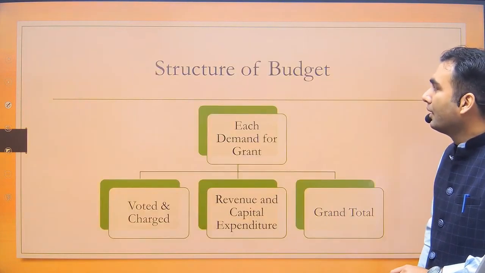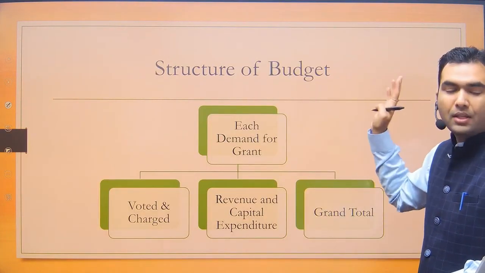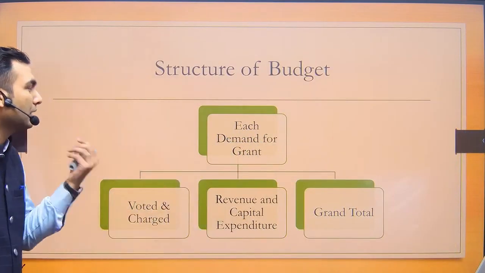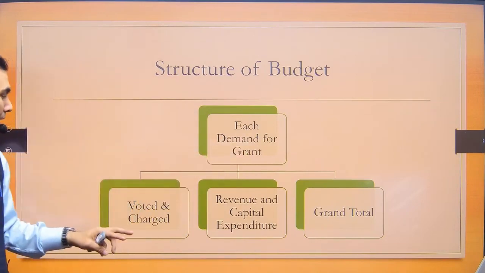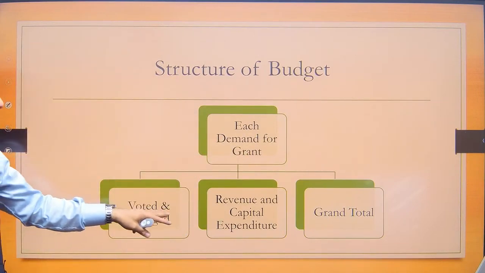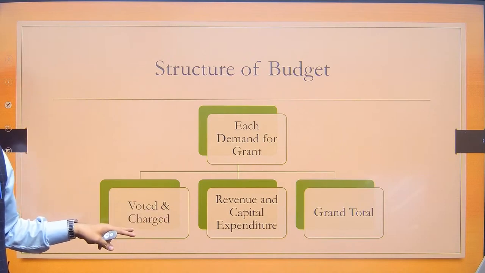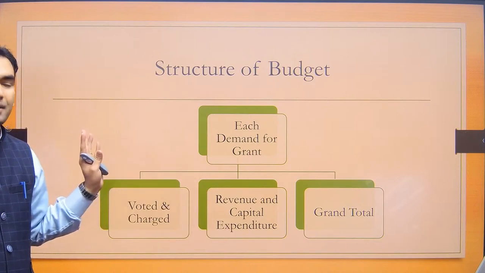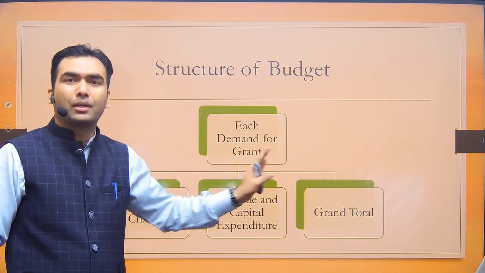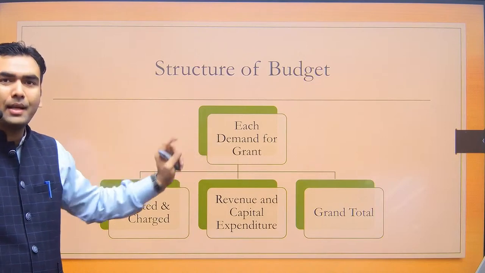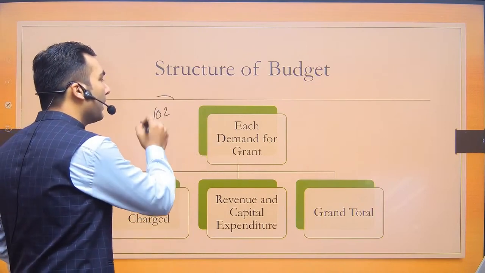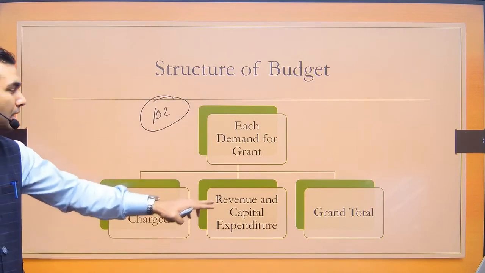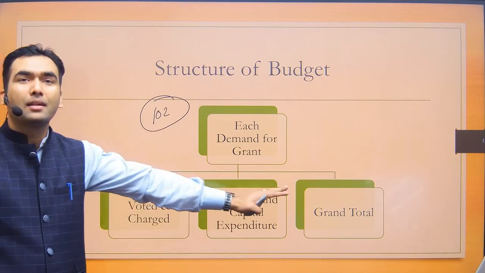Now let's move to the next aspect, that is the structure of our budget. As we have already seen, our constitution says that each demand for grant would be categorized into voted expenditure and charged expenditure. The second part is between revenue expenditure and capital expenditure. And the third is the grand total. So as I have told you, there are 102 demands for grant, and all of them would be categorized into two parts: voted expenditure and charged expenditure, revenue expenditure and capital expenditure, and then the grand total.